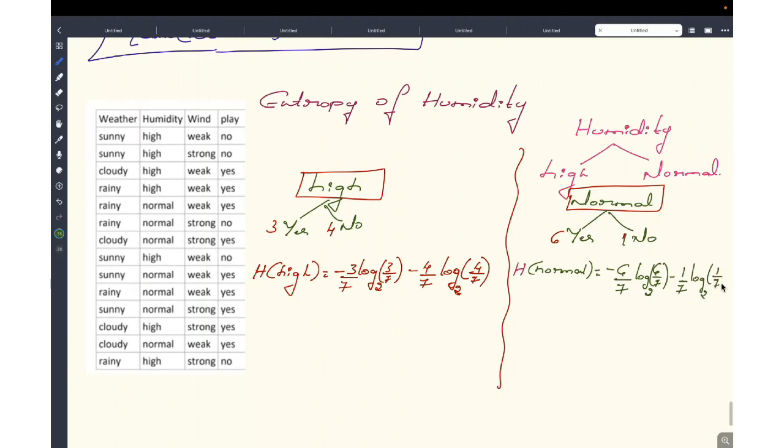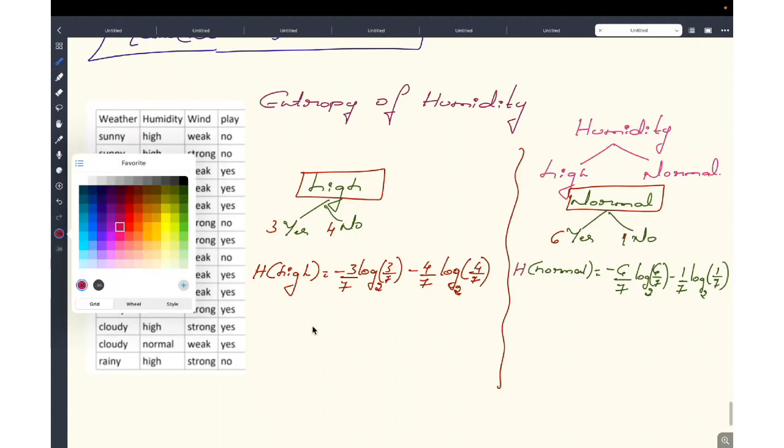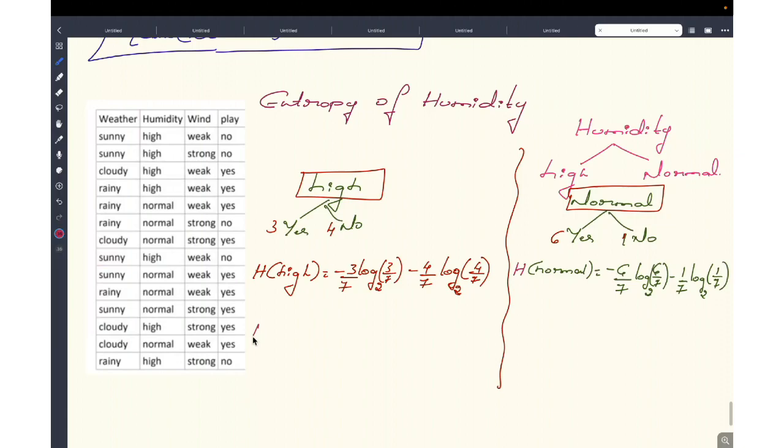Can I get answers for these two? First one is 0.592. Okay, thank you. For normal, calculating for this.